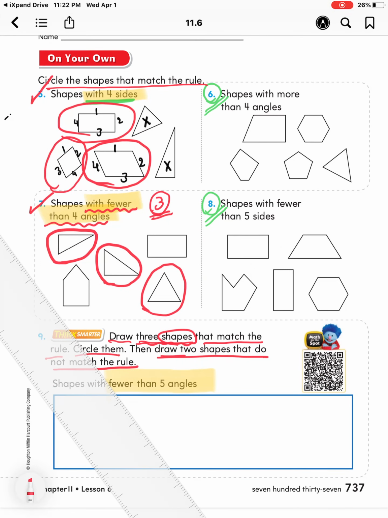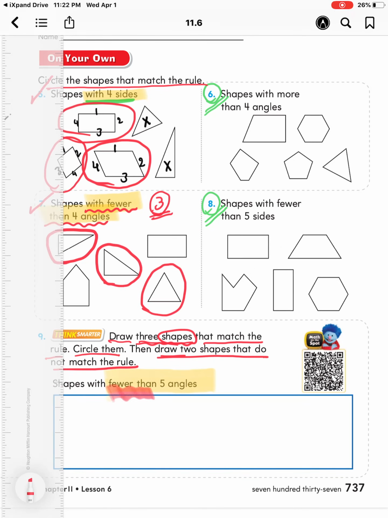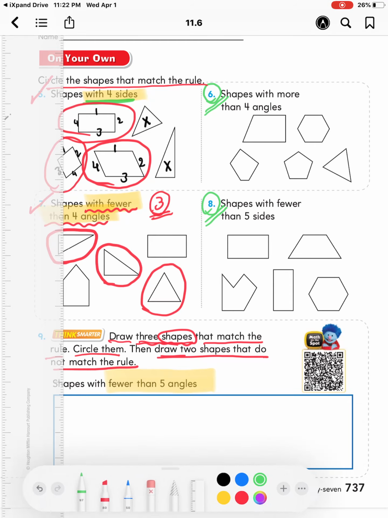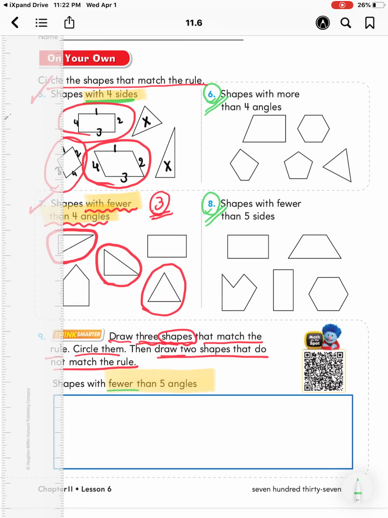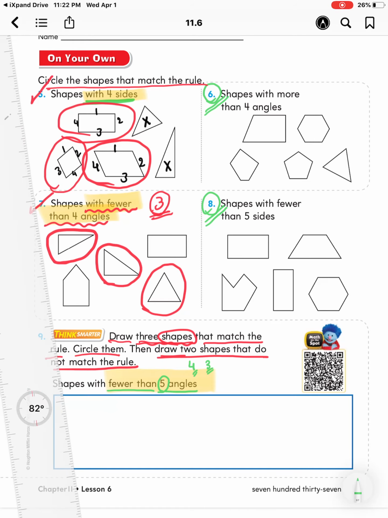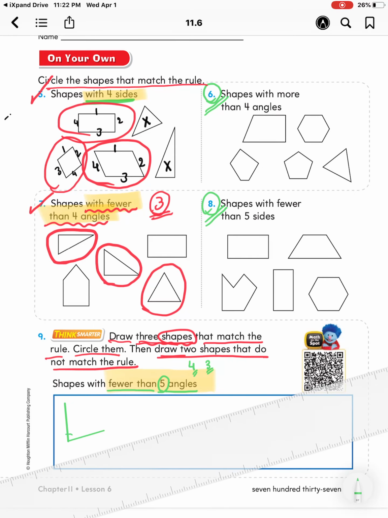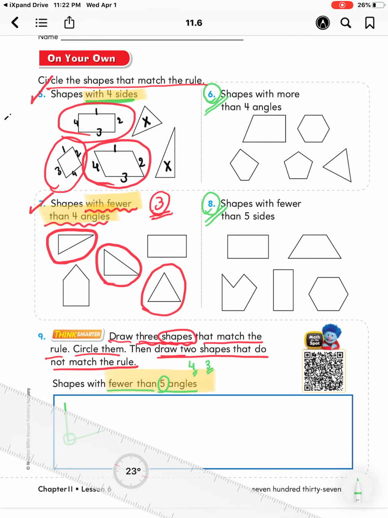So we will draw three shapes that match the rule. Now, fewer than 5 angles means 4 angles or 3 angles. Now let's draw it together. As I told you before, whenever we have two sides like this, there is an angle created between them. So here we have an angle, okay?